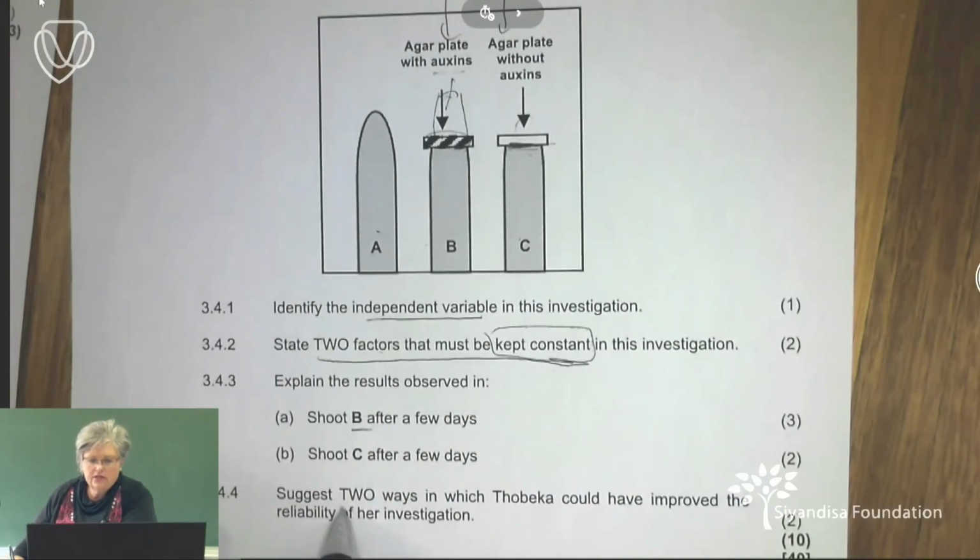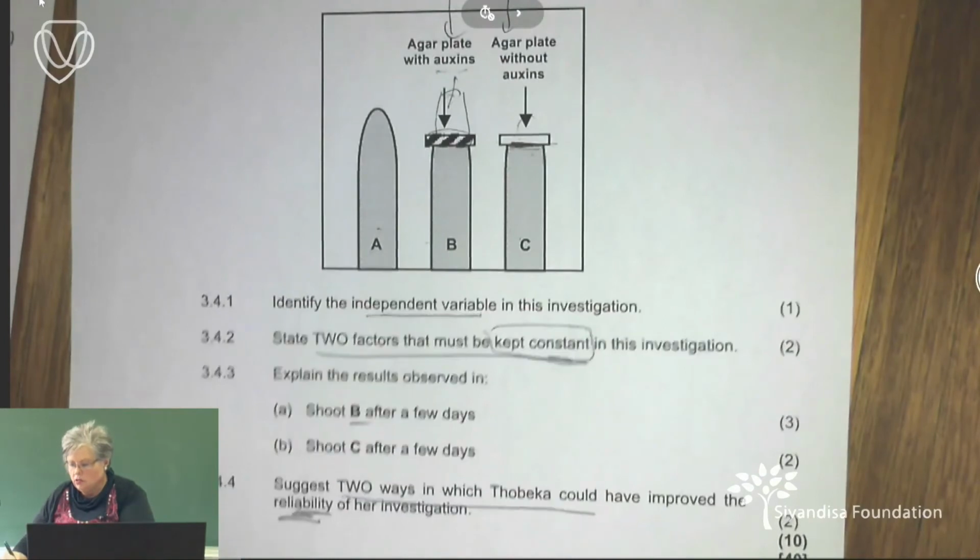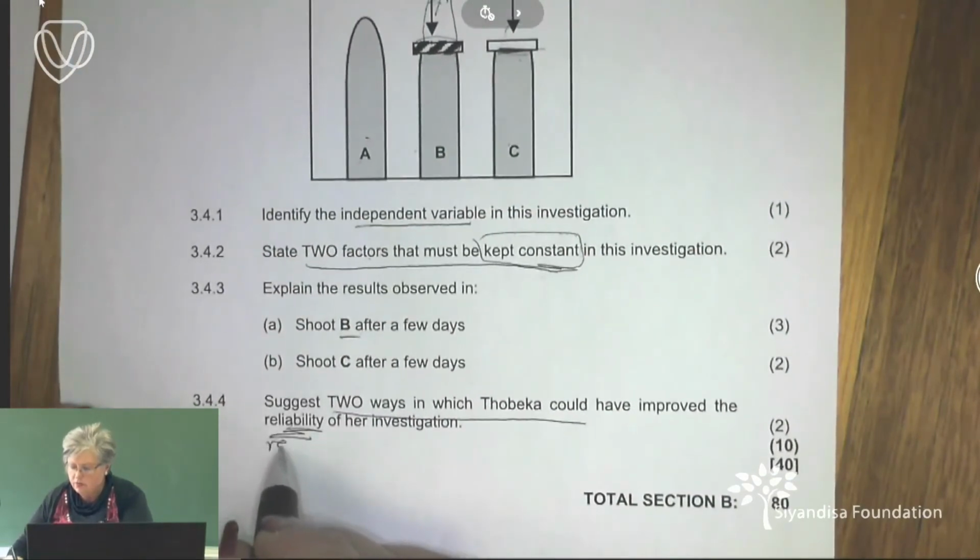And then suggest two ways in which Tobeka could have improved the reliability. Now, reliability is, what can I do to get the same results? So reliability has to do with results, with my results.